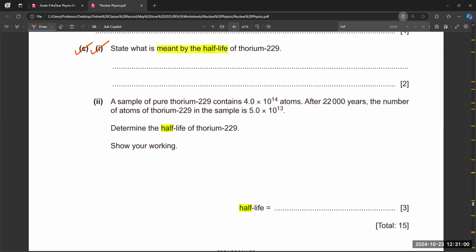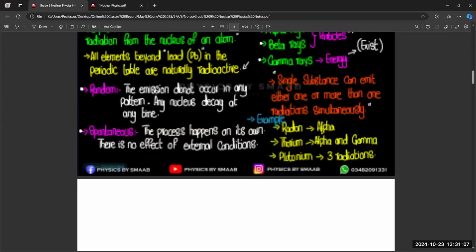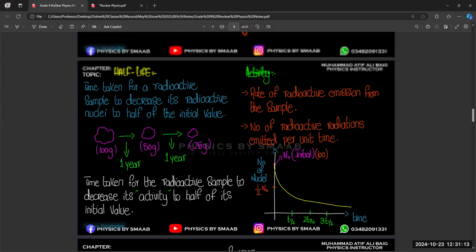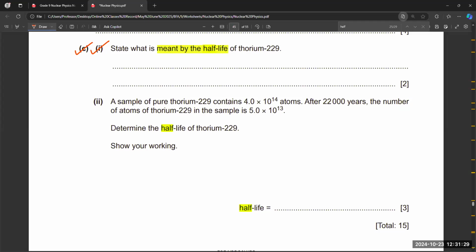We already discussed the definition of half-life, right? So there are two definitions: the time taken for a radioactive sample to decrease its radioactive nuclei to half, or the second one is the time taken for the radioactive element to decrease its activity to half of its initial value. Okay. So you just need to write any one definition.